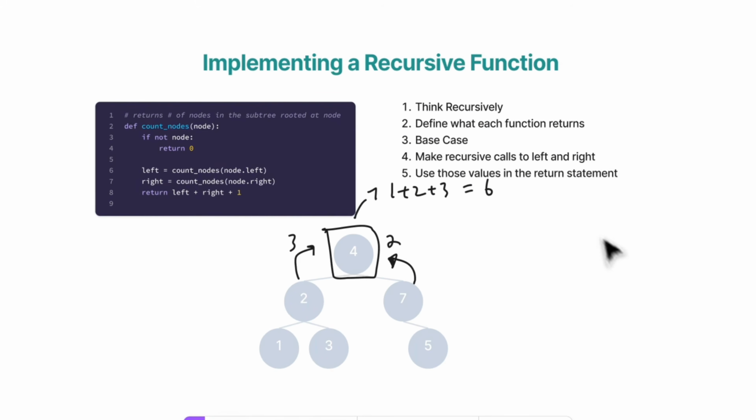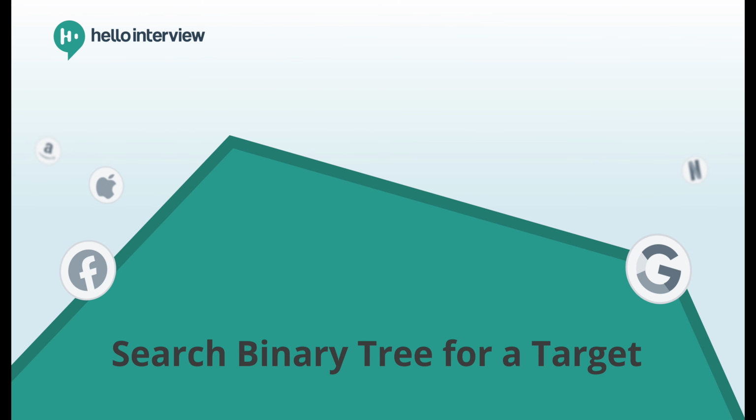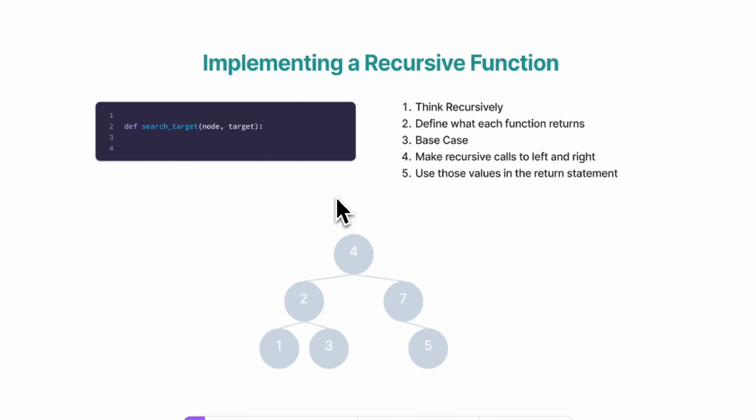Now I just want to use the same process to show how to write a recursive solution to a slightly more complicated question. In this question, I'm writing a recursive solution to check if a target exists within a given binary tree. So if I have this binary tree right here and my target is 2, then that's going to return true because 2 is right here. But if I was searching for the target 8, I would return false. So again, I'm just going to use these 5 steps to go from the way that I think about this problem recursively to the actual implementation.